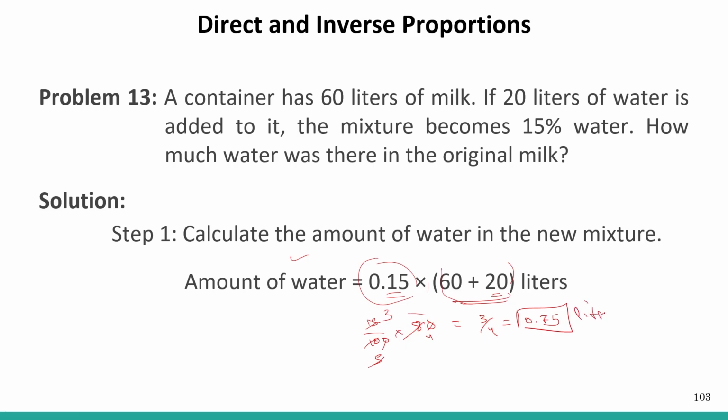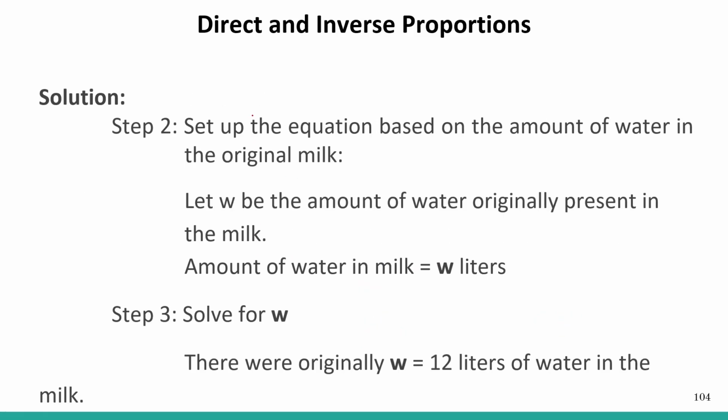So this much amount of water in liters. Sorry, this will be 3 into 4, so 3 into 4 is equal to 12 liters. Setting up the equation based on the amount of water in the original milk, let W be the amount of water originally present in the milk. So solving for W, there were originally 12 liters of water in the milk.